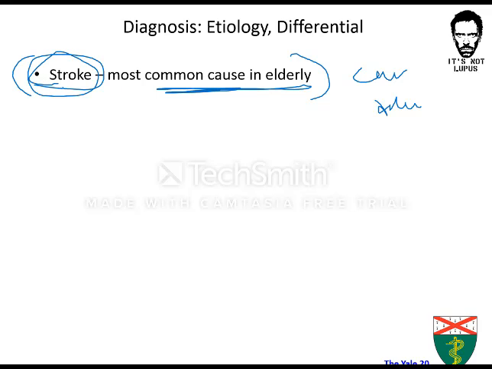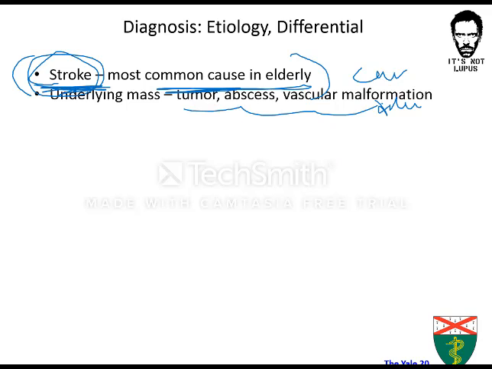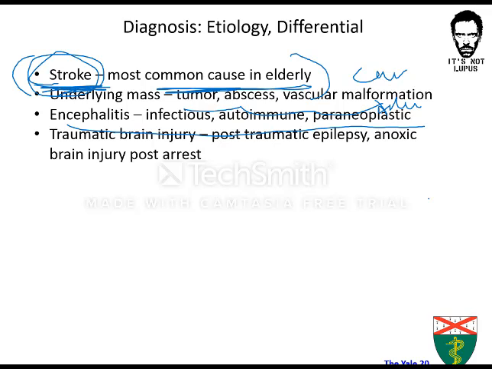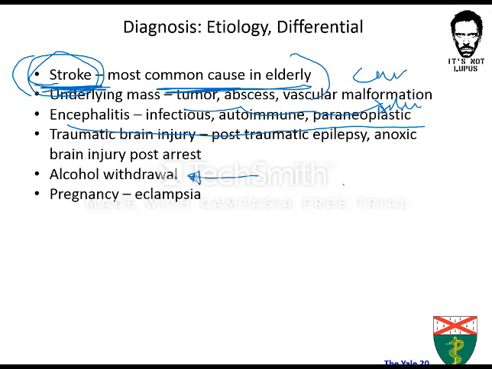And if you see a patient who has AFib, their anticoagulation is held for surgery, and they have a sudden change in their focal exam that makes you think about stroke. Otherwise, you can have underlying mass like a tumor, abscess, vascular malformation. You can have an encephalitis that's autoimmune. You can have TBI. This can happen anytime after the injury. And of course, the thing that we see very frequently on medicine services, alcohol withdrawal.